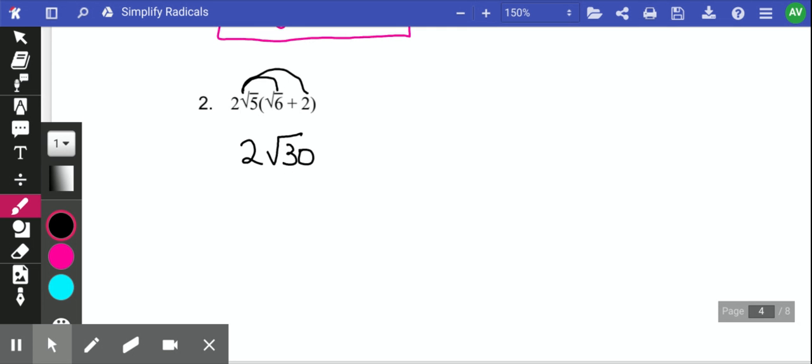And then over here, 2 root 5 times 2. So I'm going to put a plus sign because there's a plus sign here. 2 times 2 is 4. And the radical 5, there's nothing I can do with that one.